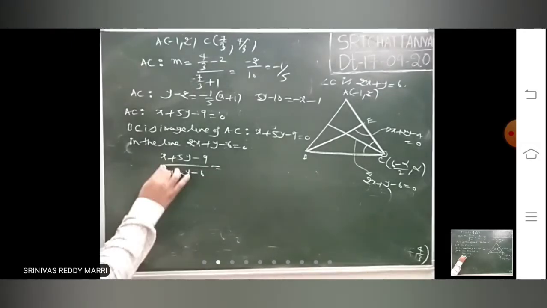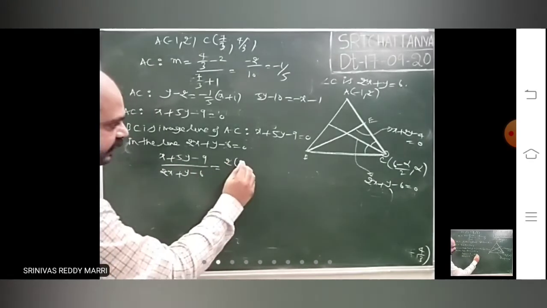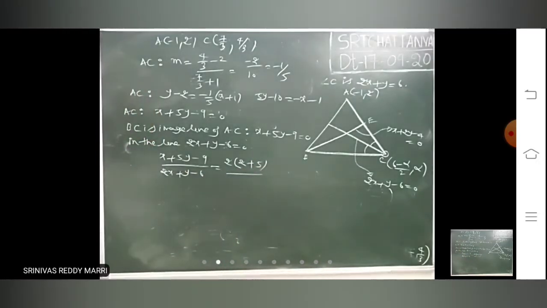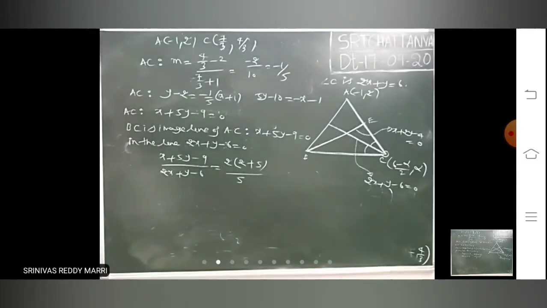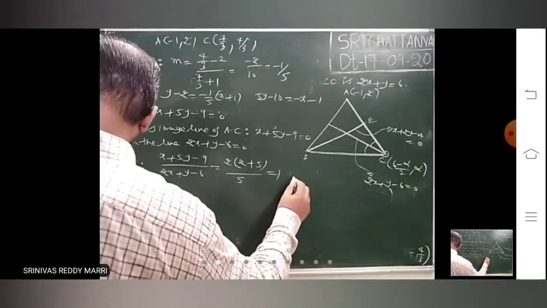Line divided by angular bisector equal to a1 a2, 2 into a1 a2 plus b1 b2 divided by a2 square plus b2 square. This is 5. So you will get the BC line. You will get it easily. Simplify this, you will get BC line.